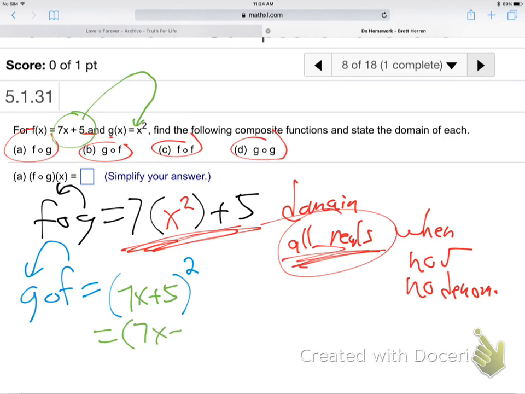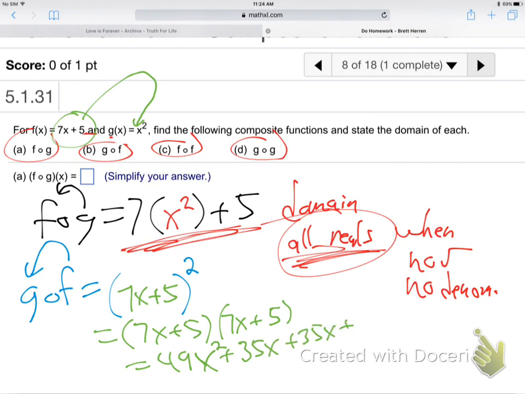So you just got to go 7x plus 5, 7x plus 5, and get 49x squared plus 35x. It's going to be 70 plus 25. Yeah, so just make that 70. 49x squared plus 70x plus 25. And again, the domain's all reals. There's no problem areas. Is that good on doing that? f of g, g of f, and then f of f just means put f into f. Is that confusing? Do you want to see that?